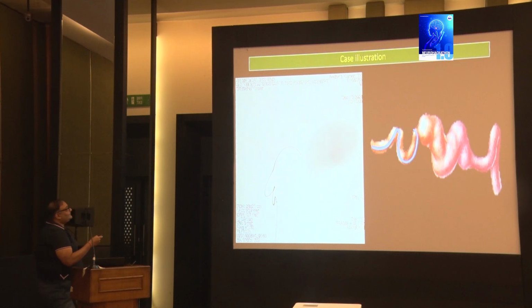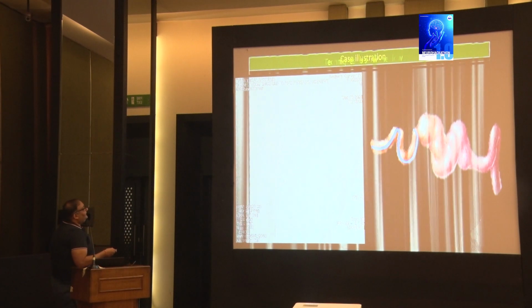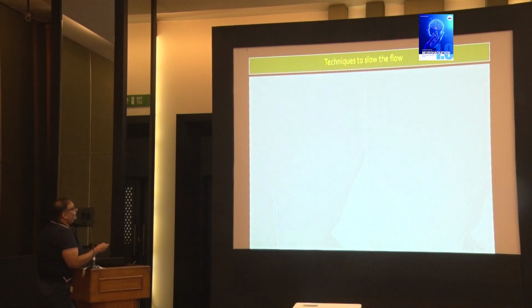But in this case, what we did is, to reduce the flow, this is a technique which cardiologists use to reduce the flow when they are doing a balloon valvuloplasty, let's say, of the aortic valve or of the pulmonary valve. What they do is they pace the heart at very high rates. So this is with the pacing off and this is with the pacing on.